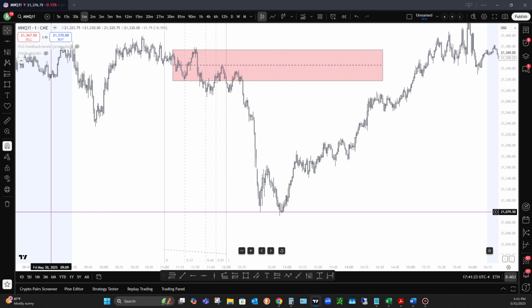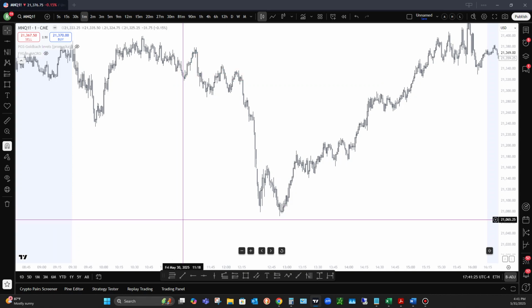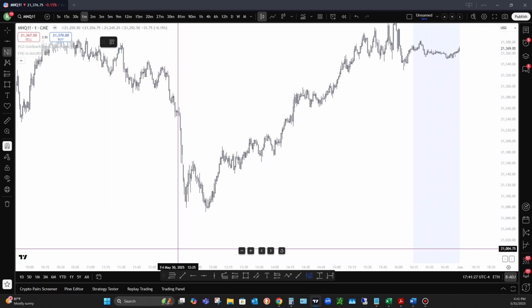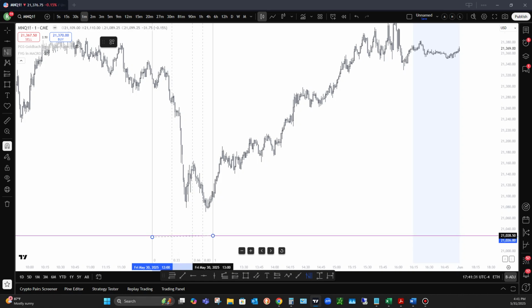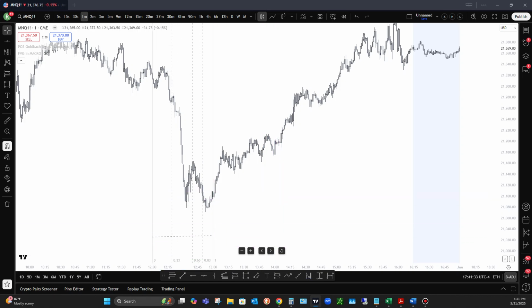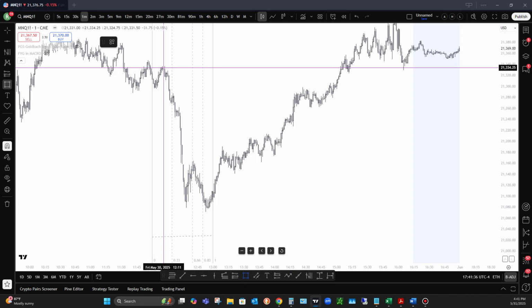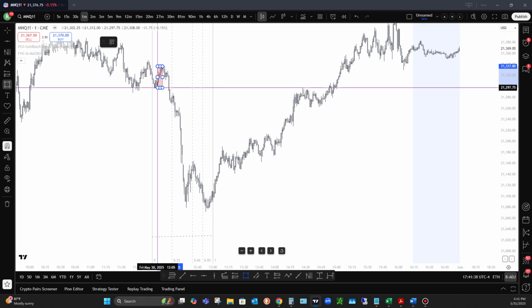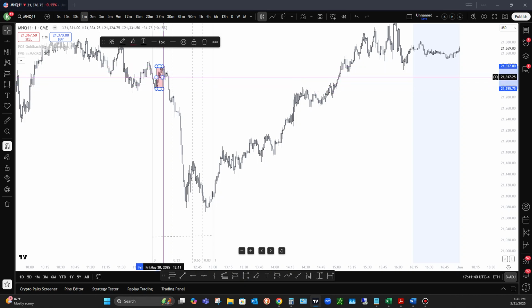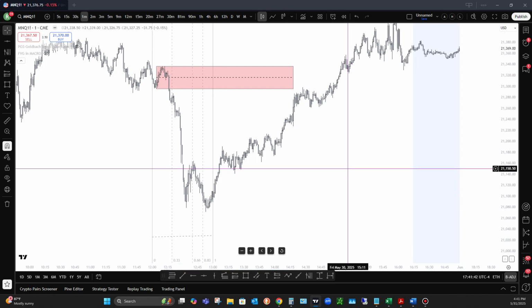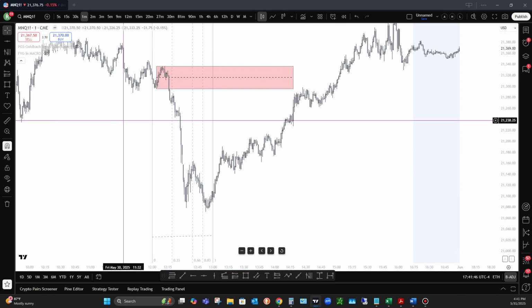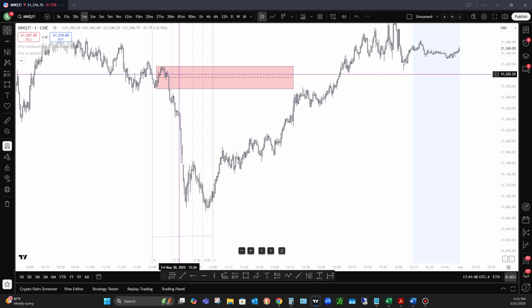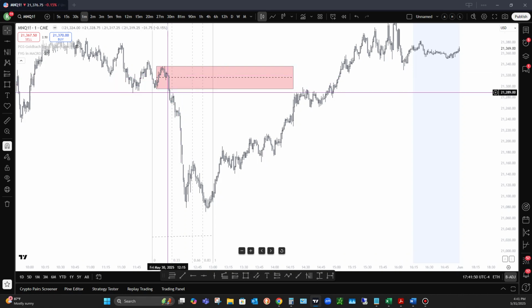All right. Let's get rid of that. Let's do the 12 to 1. All right, we're going to do the same thing. We're going to take the high to the low in the accumulation zone. We're going to do it like this. Well, guess what? We didn't get a manipulation of that. We just come blowing out.